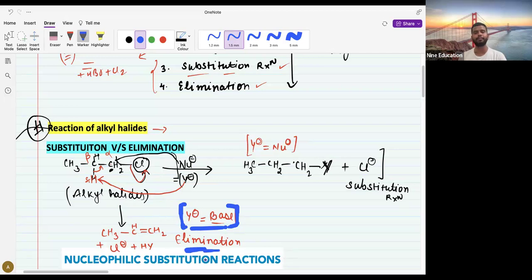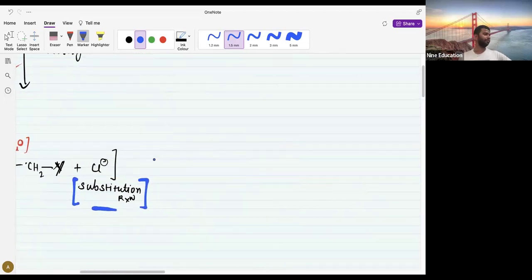And if this nucleophile attacks the carbon directly and removes the chlorine, this is only known as a substitution reaction. So you will come to know the difference between substitution and elimination. Let's take one example. I also learned from this example. Let's say I have CH3, CH2, Cl.